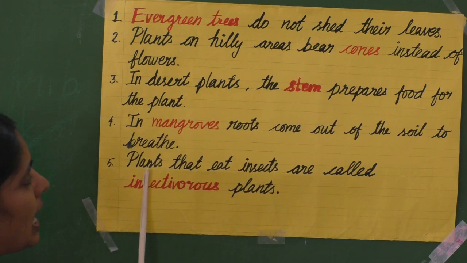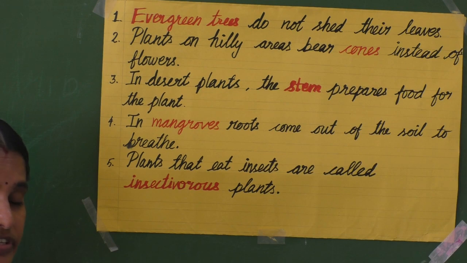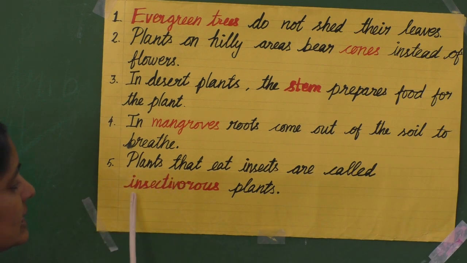Okay, then plants that eat insects. So some plants are there in this world, different special characteristic plants. Those plants eat insects. Chedi poocha saapududhu. That kind of plants, the group of plants, what name do we give? Insectivorous. Chedi vandu insect saapududhu.